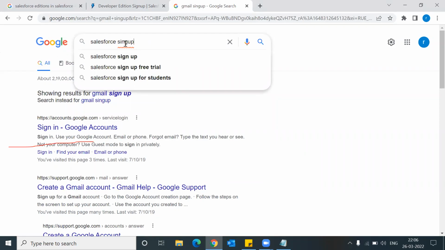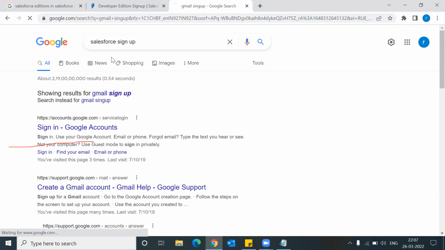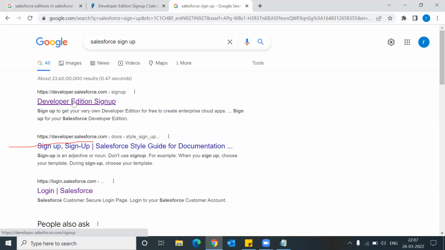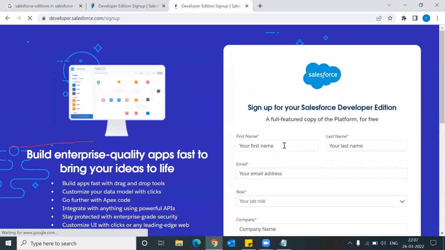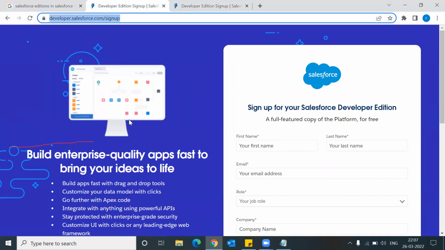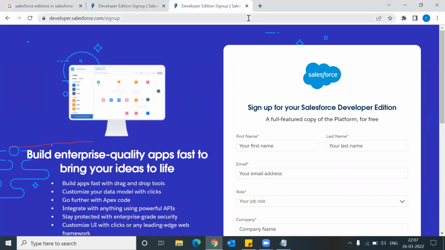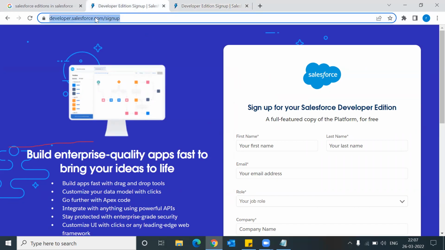So how can I create a Salesforce sign up? Click here, the first link, developer edition sign up. The same form opens here. Or just go to Google, write Salesforce developer, Salesforce sign up, and automatically you can open the form. Otherwise, you can put the direct link.